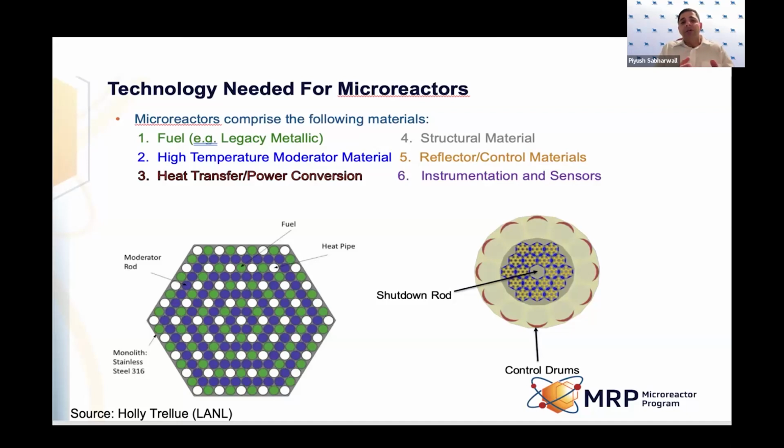Heat transfer and power conversion, we are looking at different technologies. Conventionally, we normally depend on the Rankine cycle, which is a water-based system, whereas other cycles which can give much higher temperatures and efficiency are called Brayton cycles, which is basically a gas-cooled cycle. So we're working with helium and open air and even supercritical CO2 power conversion cycles. Structure materials, reflector, and instrumentation sensors.